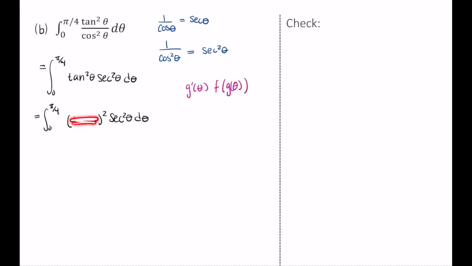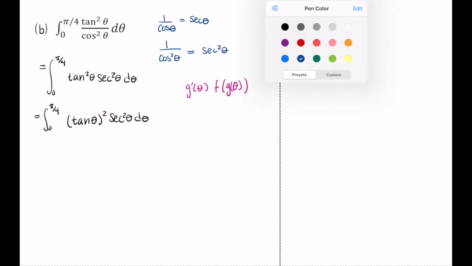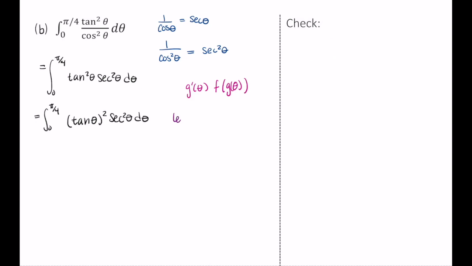Our outer function is squared, so just something squared. The inner function is right here as tangent of theta. And in fact, the derivative of tangent of theta is secant squared theta. So I'm going to let w equal tangent theta, then dw equals secant squared theta d theta.